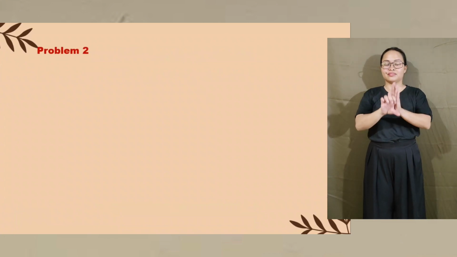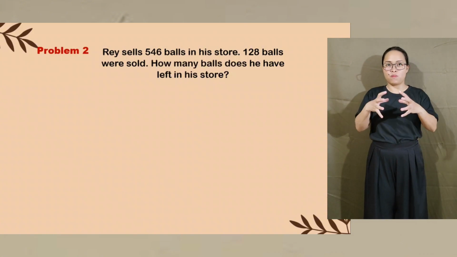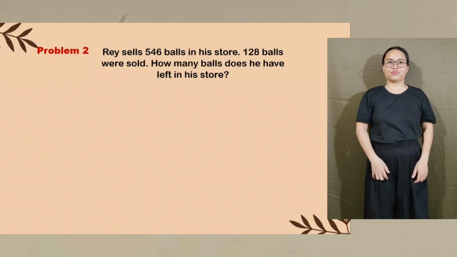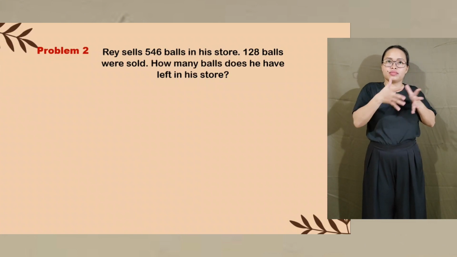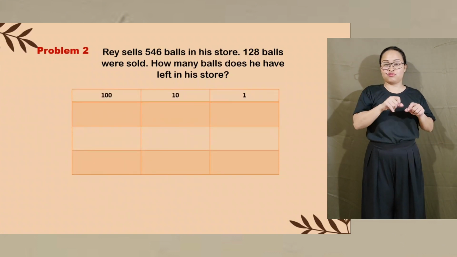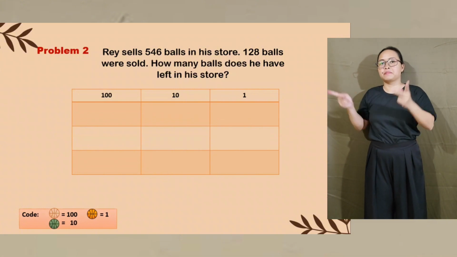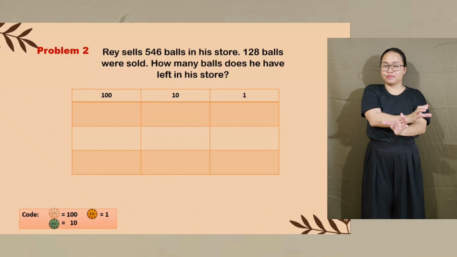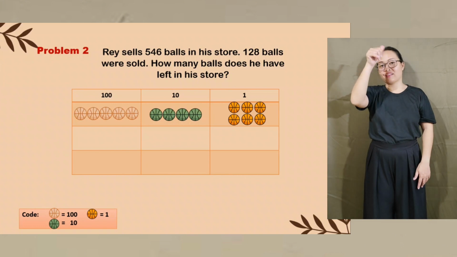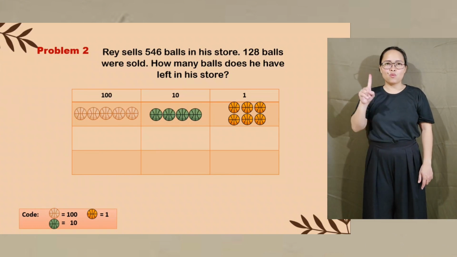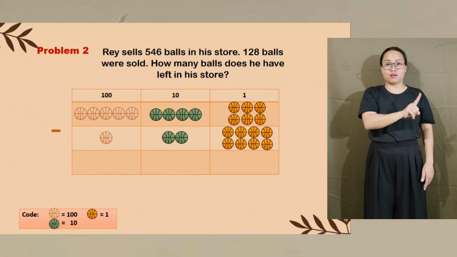Another example. Ray sells 546 balls in his store. 128 balls were sold. How many balls does he have left in his store? Now we have different colors of balls to represent the place values of digits. Now 546 has 6 ones, 4 tens, and 5 hundreds, while 128 has 8 ones, 2 tens, and 100.